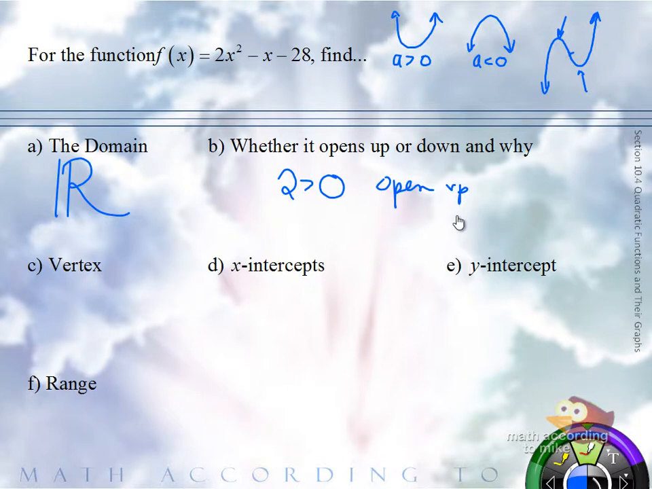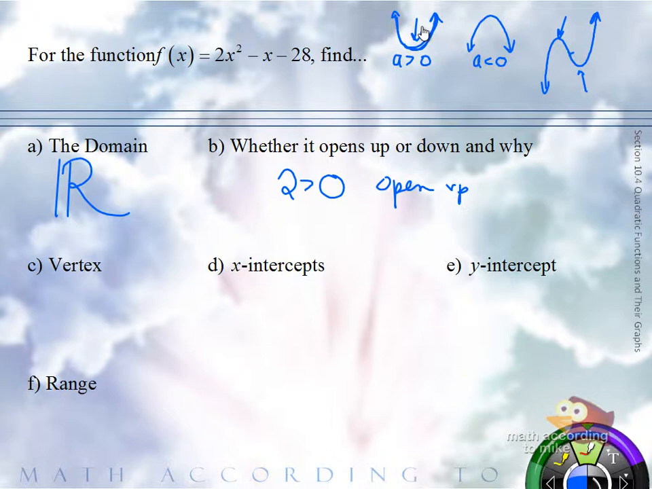So since it's going to open up, that means our vertex is going to be what? The highest point or the lowest point? The lowest point. So if it opens up, vertex is in the center there, it's the lowest point.